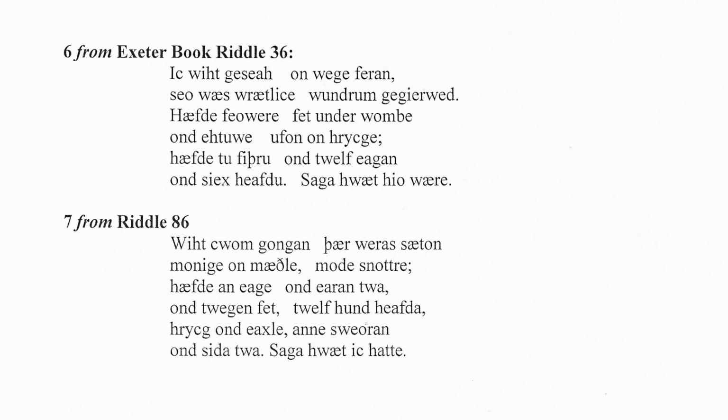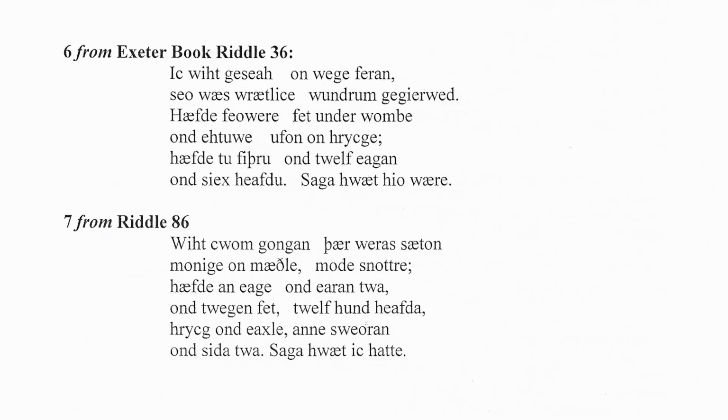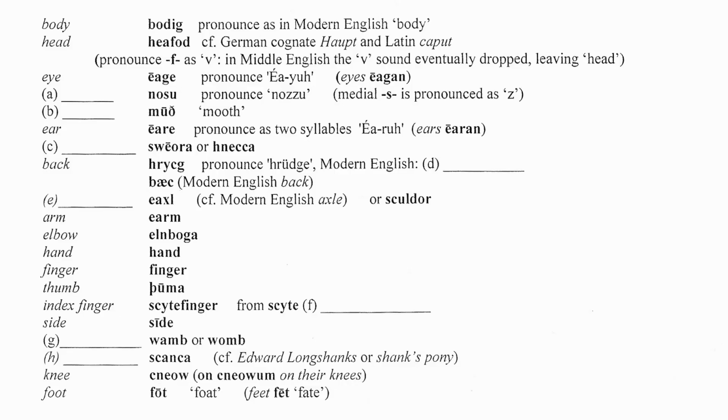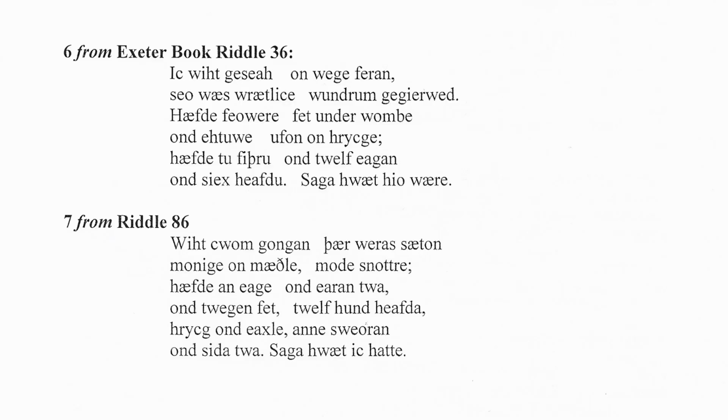And now we're getting into the finer details, and maybe you can help me translate now. "Hæfde" means had. It had "feower fet under wombe". Okay, it had four feet under its stomach. And "eahta ufenon hrycge". And it had eight "ufenon". "Ufenon" means up above. And "hrycge", if you go back to number 2, yeah, on its ridge, on its back. So it had four feet under its stomach and eight up above on its back.